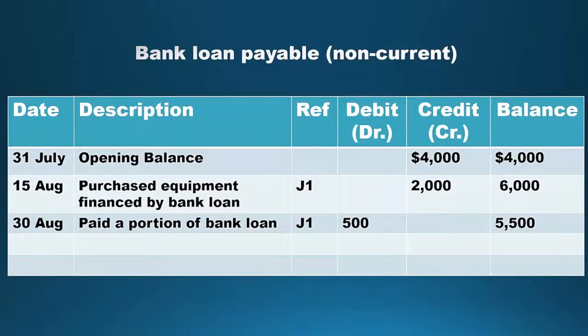Posting to the ledgers. Bank loan payable ledger. 1. Date. Write the date, August 30. 2. Narrative. Add the narrative. Paid part of the bank loan principal. 3. Reference. Include the journal reference. J1. 4. Amount. Enter $500 in the debit column. We debit bank loan payable because the loan liability is decreasing, and decreases to liabilities are recorded on the debit side.